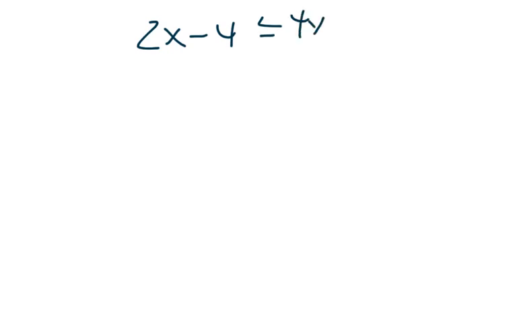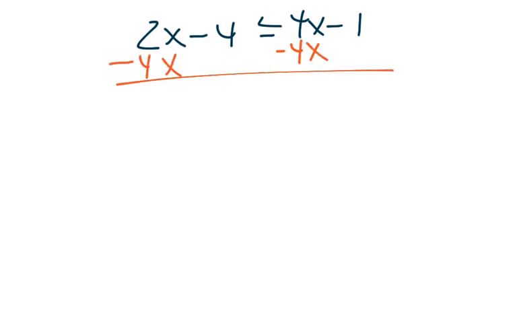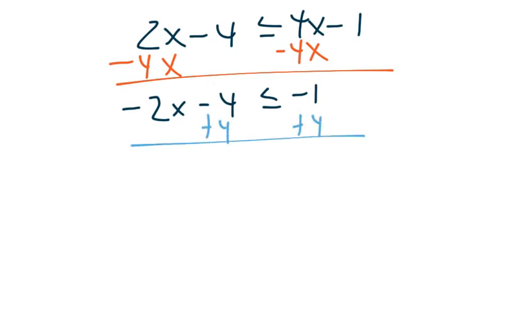4x minus 1. Okay. So the other way you can do it is subtract the 4x from both sides. And what that does is it gets your variable on the left. So 2x minus 4x is negative 2x. And now we will add 4 to both sides. So we get negative 2x is less than or equal to 3.